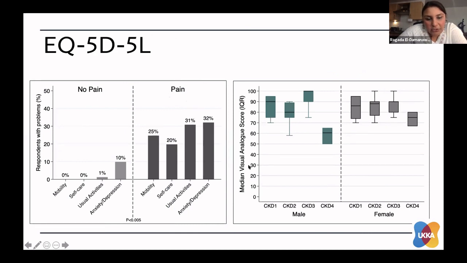Patients were also asked to self-rate health scores using the visual analog score, which is between 0 and 100. And you can see that those with CKD stage 4 had much lower self-reported health scores compared to those with CKD 1, 2, and 3. And this effect was actually more pronounced in males, interestingly.